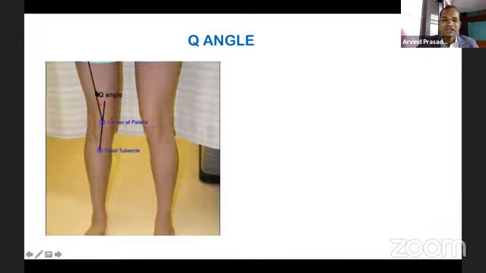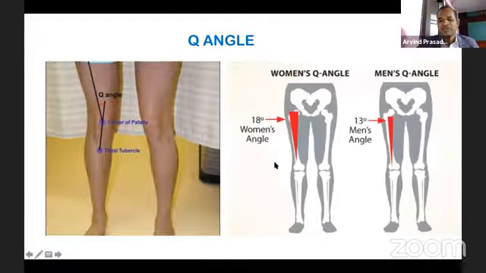This Q angle is the pull of the quadriceps muscle over the patella and the direction of force in the patellar tendon. From the center of the patella to the anterior superior iliac spine, and from the center of the patella to the tibial tuberosity, the angle formed is the Q angle. In females, up to 18 degrees is normal. This is more than in males because of the wider pelvis.